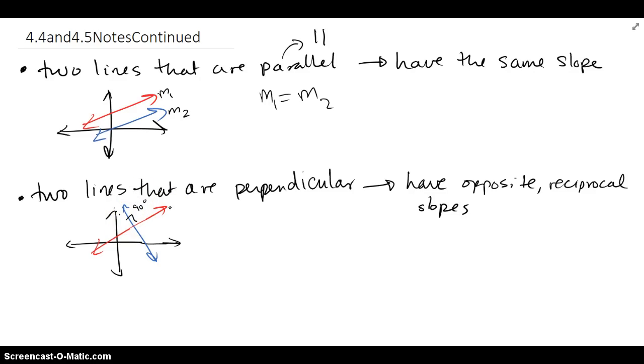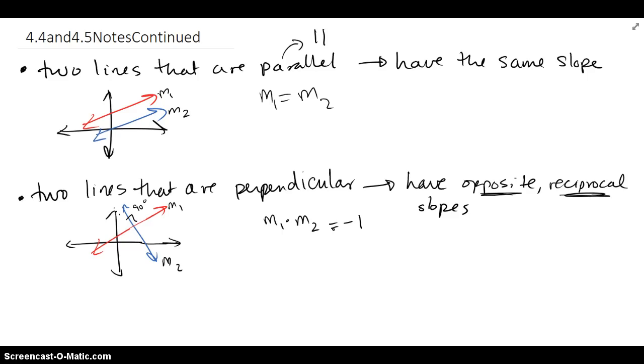Two lines that are perpendicular have opposite reciprocal slopes. So there are two changes to their slopes. They're opposites and they're the reciprocal of each other. For example, if this is M1 and this is M2, whatever slopes they have, they are opposites and reciprocals of each other, which means if I multiply them, I'm always going to get -1.